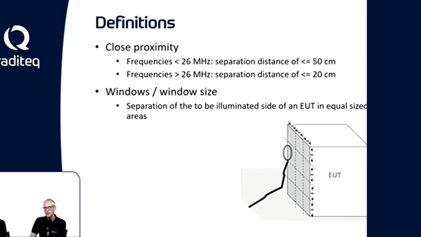The idea is that the immunity test itself is performed on each window, because only a small part of the side of the EUT is illuminated, or the field is generated only for that small area of the EUT, so it has to be repeated for all the areas of the complete side of the EUT. And of course, this should be repeated on all sides of the EUT, not only on the left side, but also on the front and the back and the right, and so on. Those terms will return more often in this webinar, and in the standards.